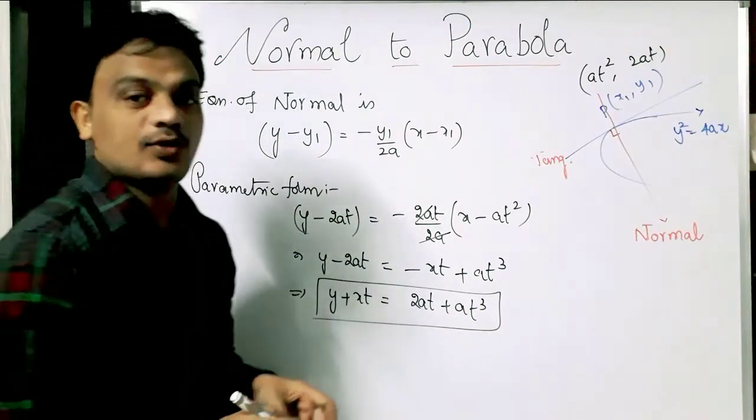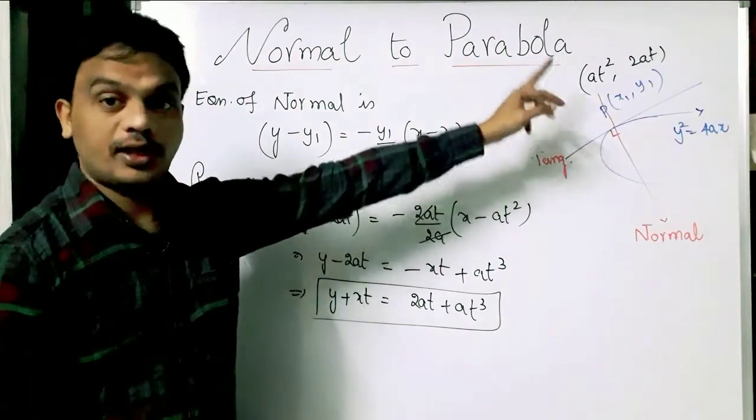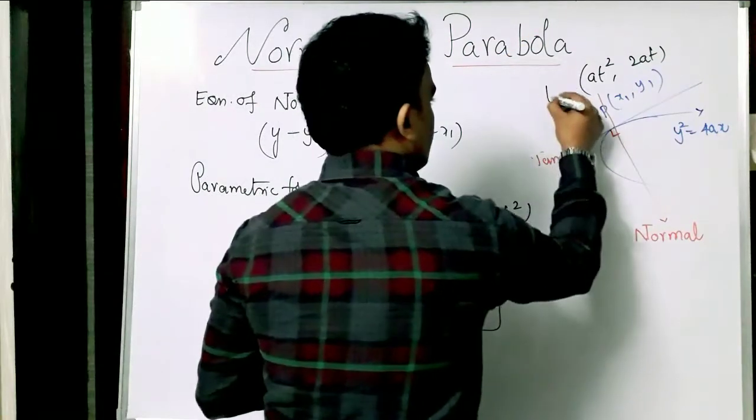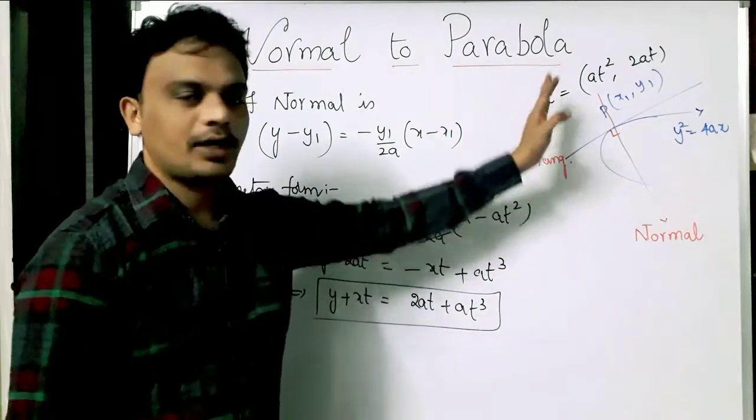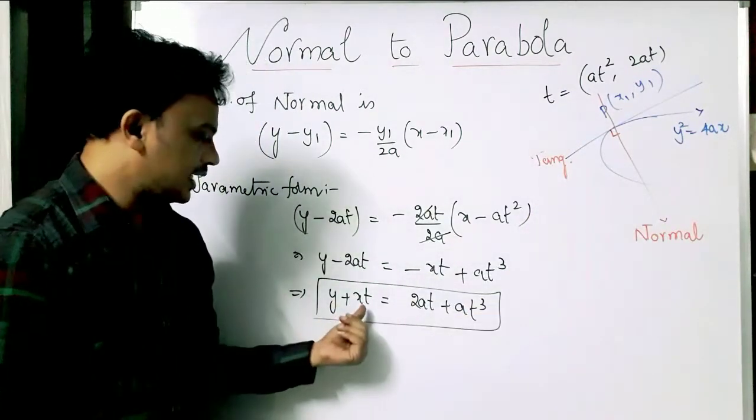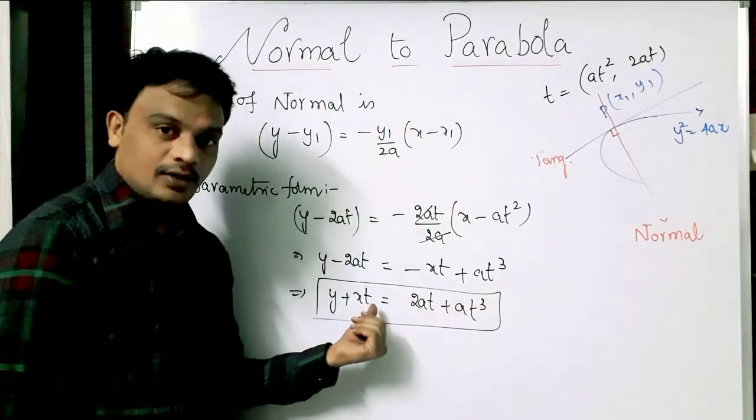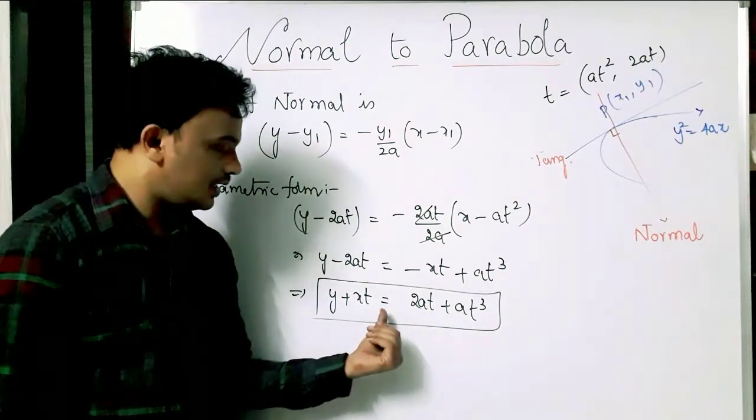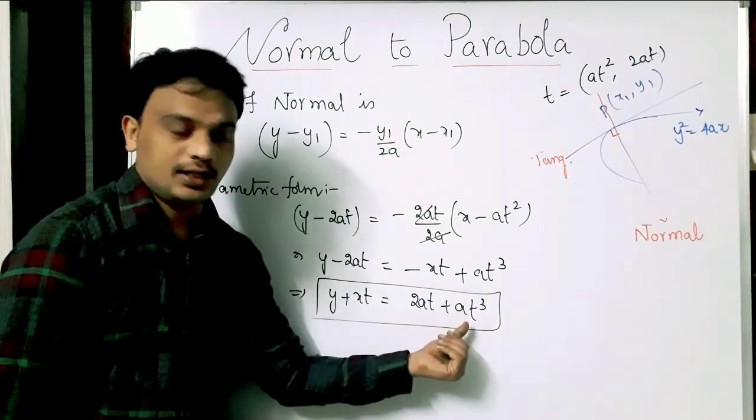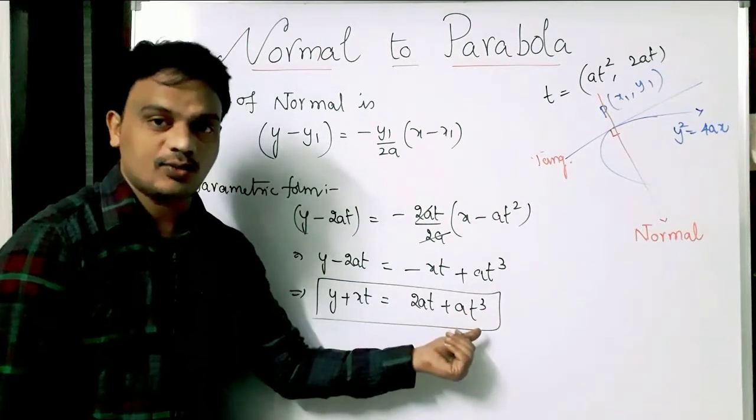So this is the equation of the normal at that point P, which is in parametric form. Simply, I can write the equation of the normal at the point t, where the point is in parametric form, which is y plus xt equals 2at plus at cube. Please observe this. This is the equation of the normal, and this is the same equation in terms of t, where t has 3 values. This is a third degree equation in terms of t.